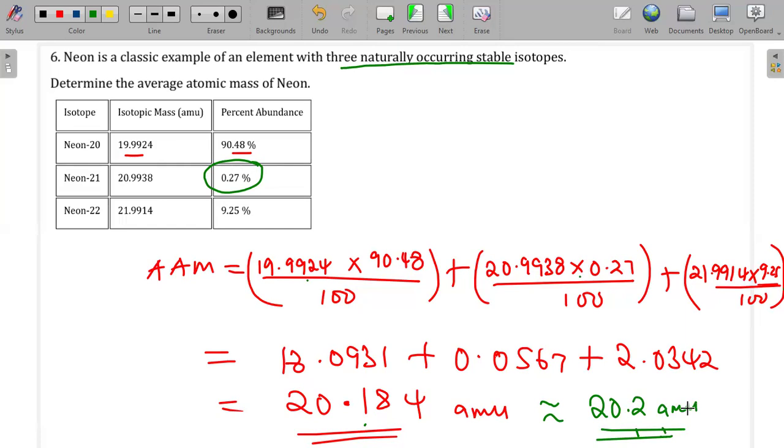You can leave it here or you can leave it here. You can confirm with your instructor. All right, so that is all for this question. We've actually found the average atomic mass.